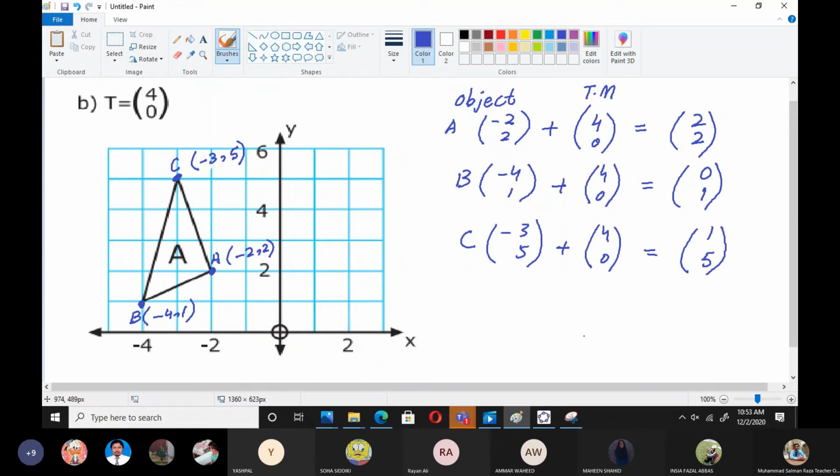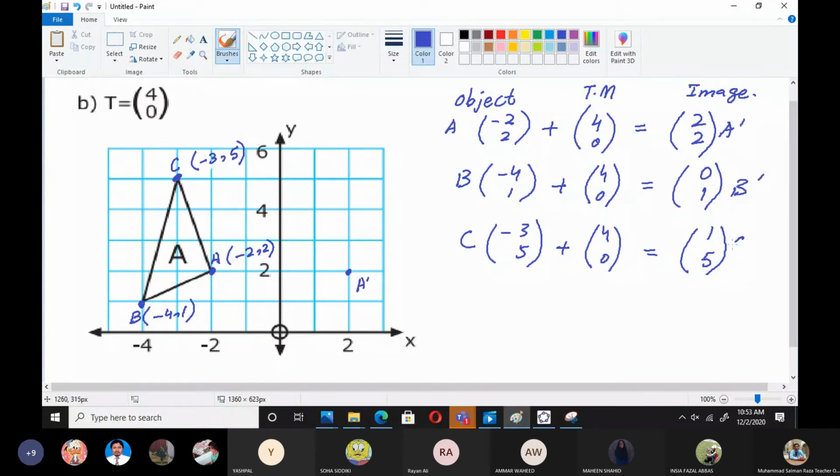Everyone, are they right? Yes, sir. Okay, good, very good. Now the translation matrix was there, and we translated and we got the images of them. So 2 comma 2 is this point. It becomes A bar.